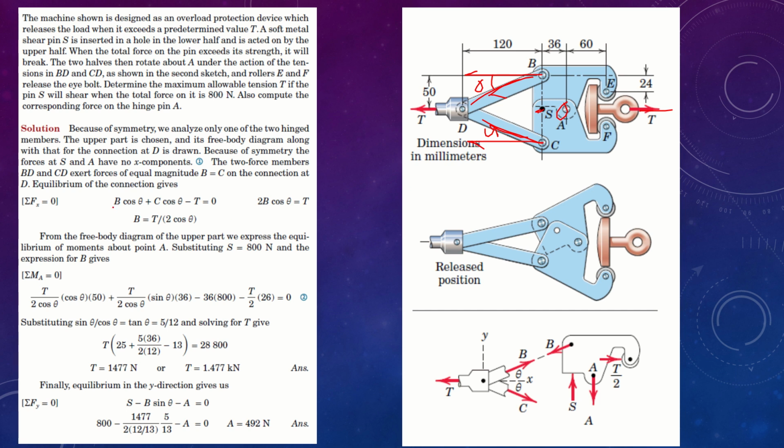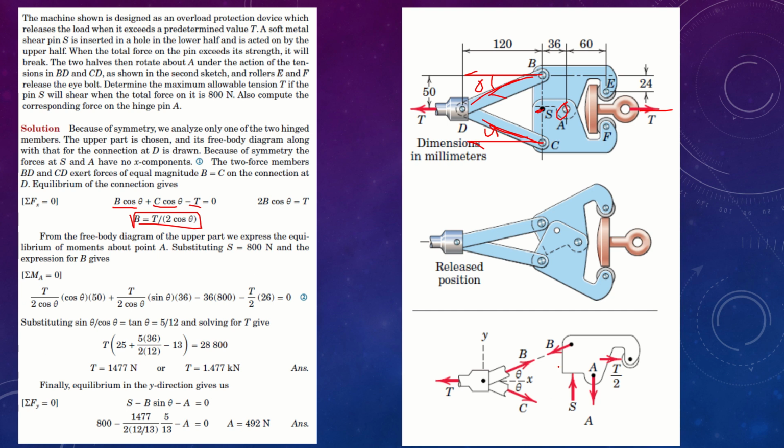So we can say B cos theta plus C cos theta minus T equals 0. Remember, B and C are equal in magnitude. As a result, we can find the value of B in terms of T. Now we have found this value of X, so let's move to the other part. We know the sum of moments about A is equal to 0.